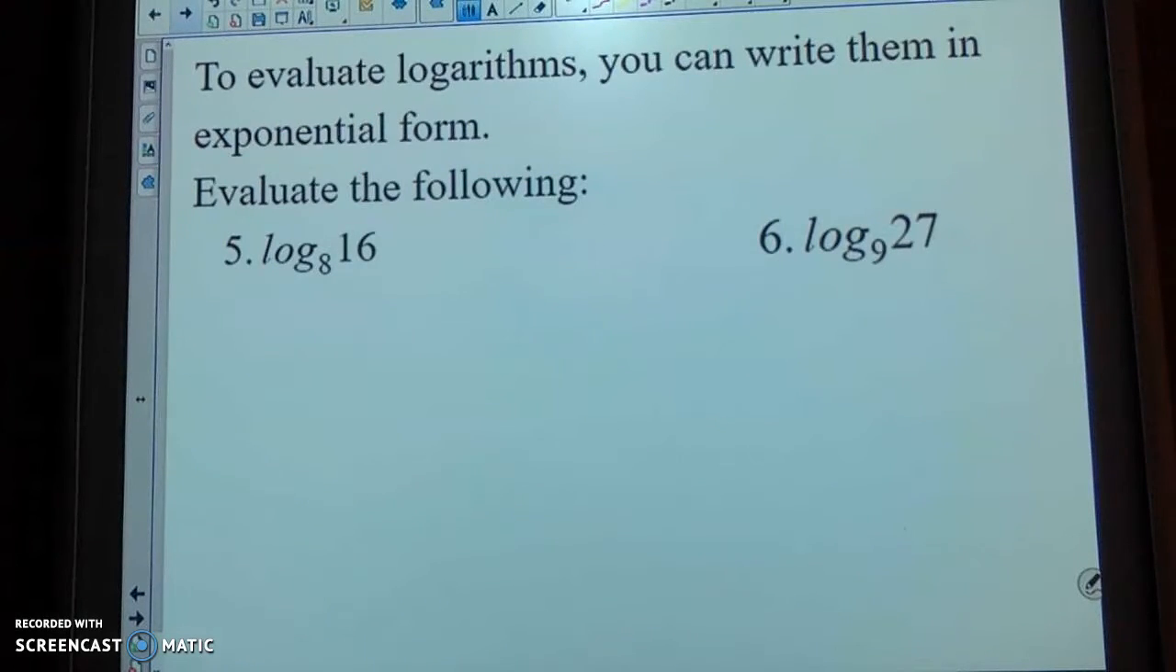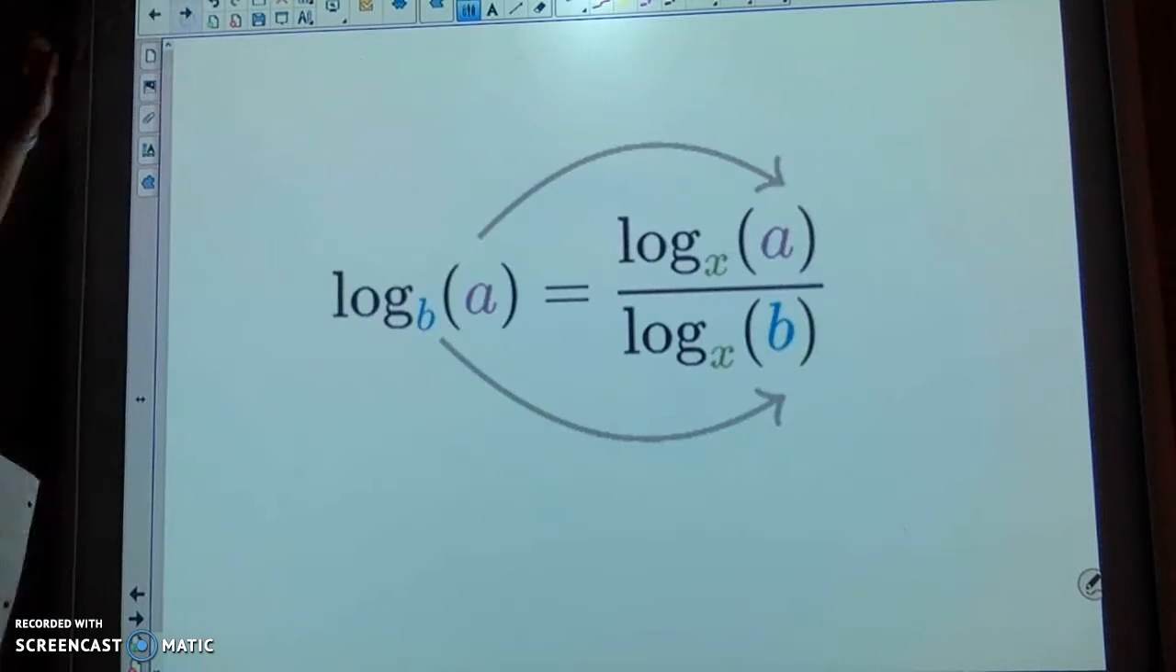So here it says to evaluate logarithms, you can write them in exponential form. Here's the trick though, we are going to do 5 and 6 a little bit different. Let's flip to the next slide quick.